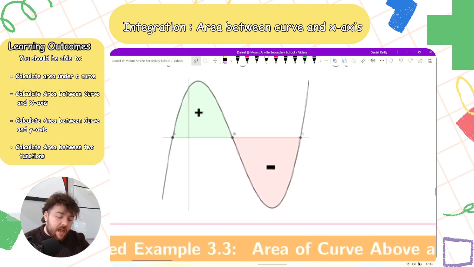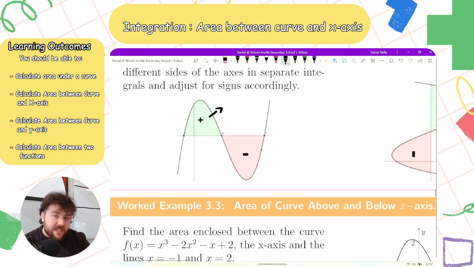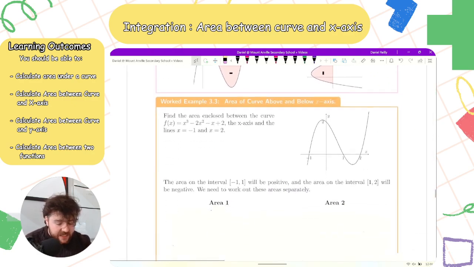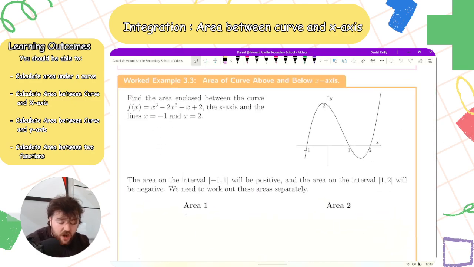We need to find them separately because my integral above the x-axis will be positive, and my integral below the x-axis will be negative. But remember, we're dealing with area, and we can never have negative area. So this one will be fine, it's positive, but I'll need to get whatever the negative answer is and then make that negative answer positive, to actually find the total area.